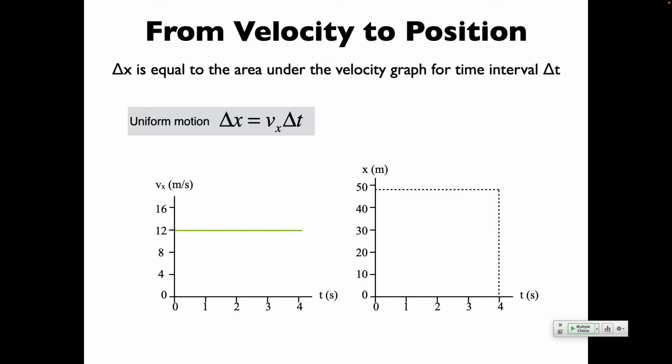Let's say we know the velocity and we want the position. What do we do? We're going to integrate. So to figure out what's happening at 1 second, we take the area under the curve from 0 to 1 second, okay? What's that area going to be? 12. So we plot that at 12. Then from 0 to 2 seconds, that's going to be 24. So we plot it at 24. From 0 to 3 seconds, et cetera.